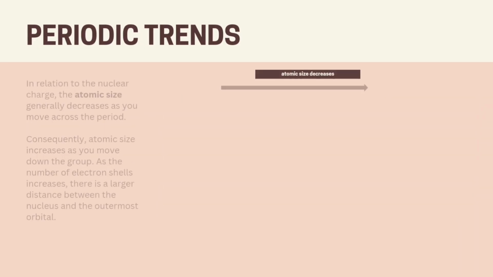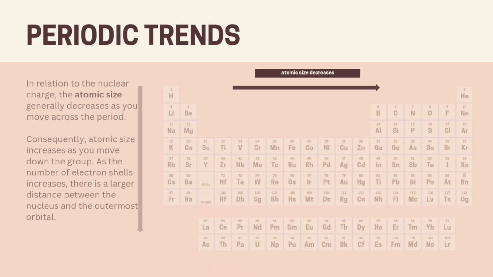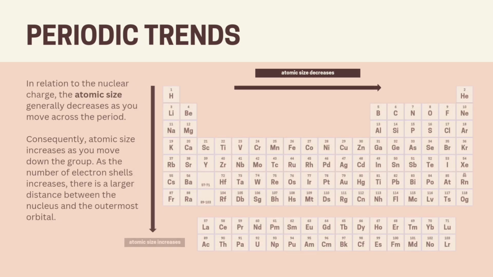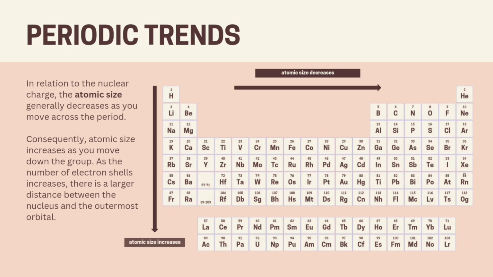Now, in relation to the nuclear charge, the atomic size generally decreases as you move across the period. Consequently, the atomic size increases as you move down the group. As the number of electron shells increases, there is a larger distance between the nucleus and the outermost orbital.